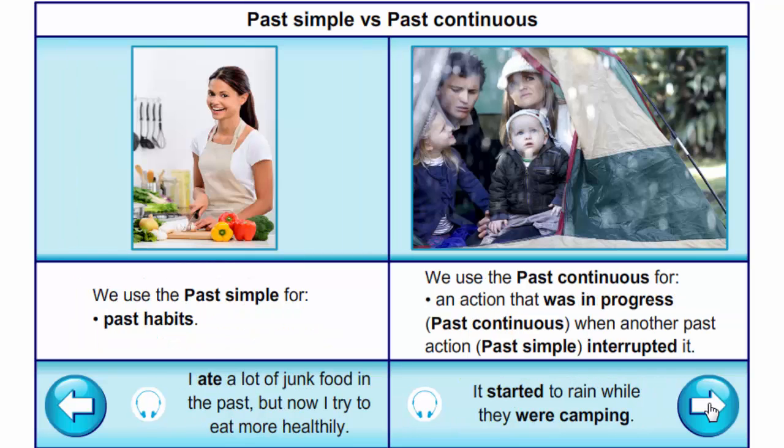Past simple is used for past habits. I ate a lot of junk food in the past, but now I try to eat more healthily. Past continuous is used for an action that was in progress when another past action, past simple, interrupted it. It started to rain while they were camping.